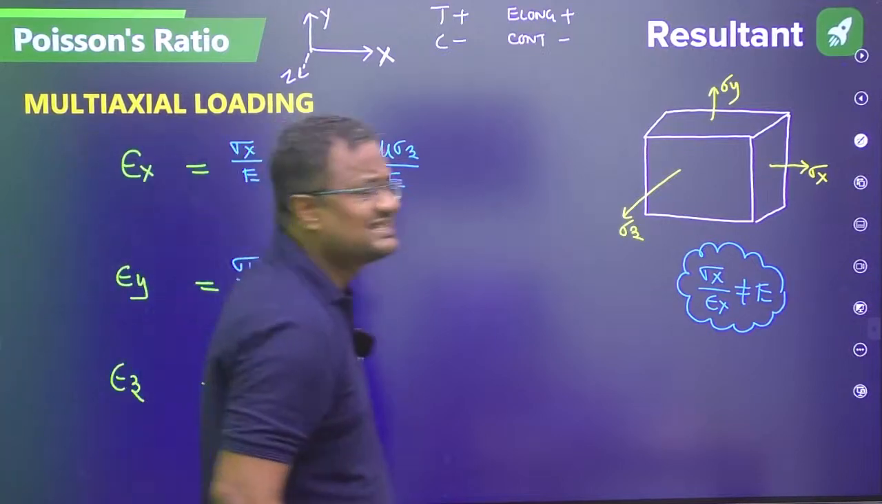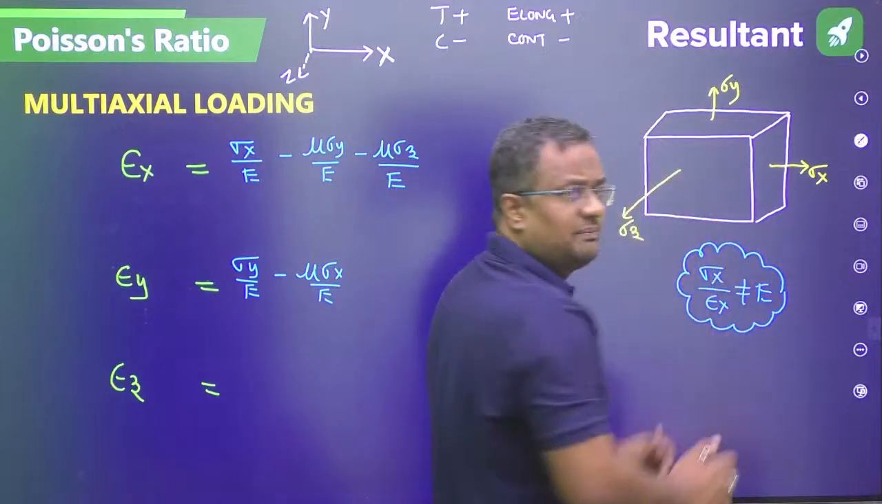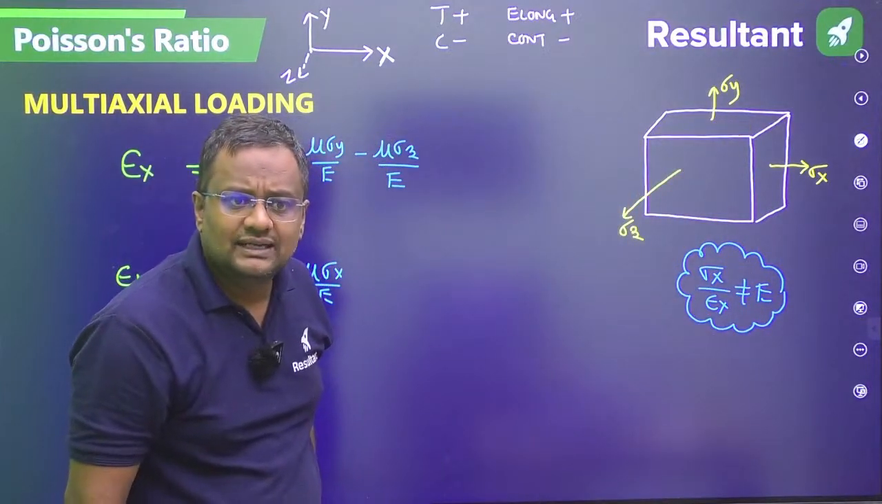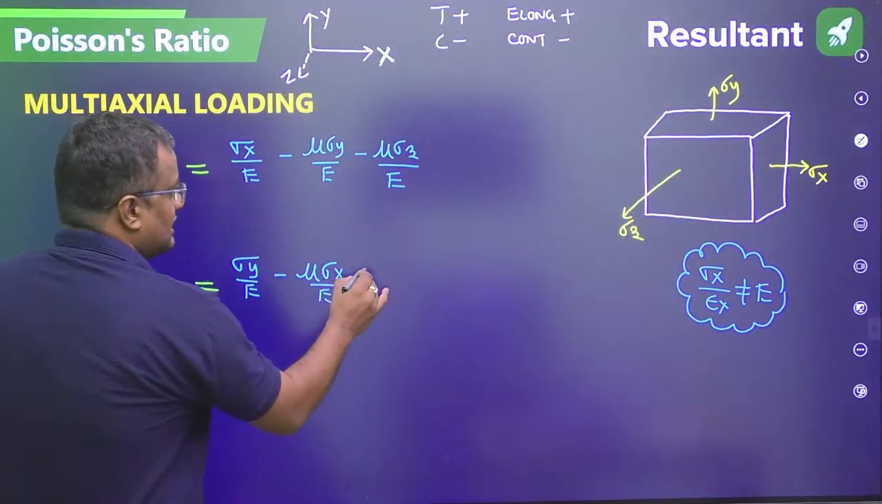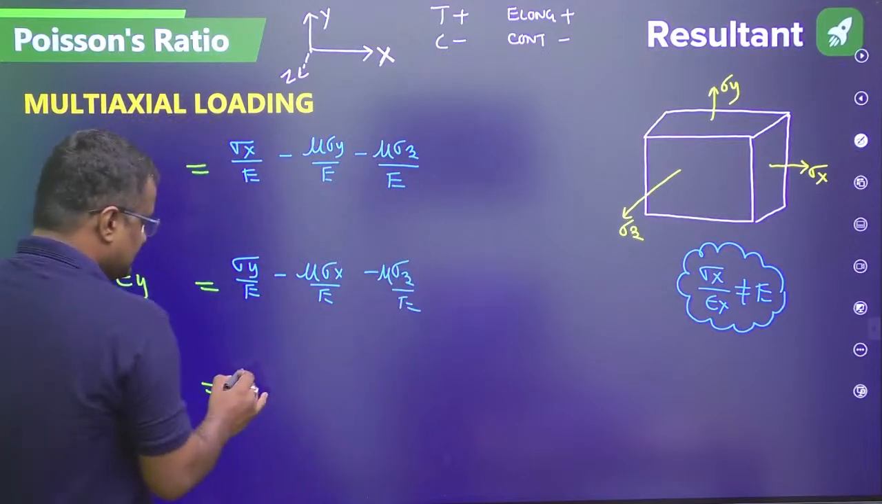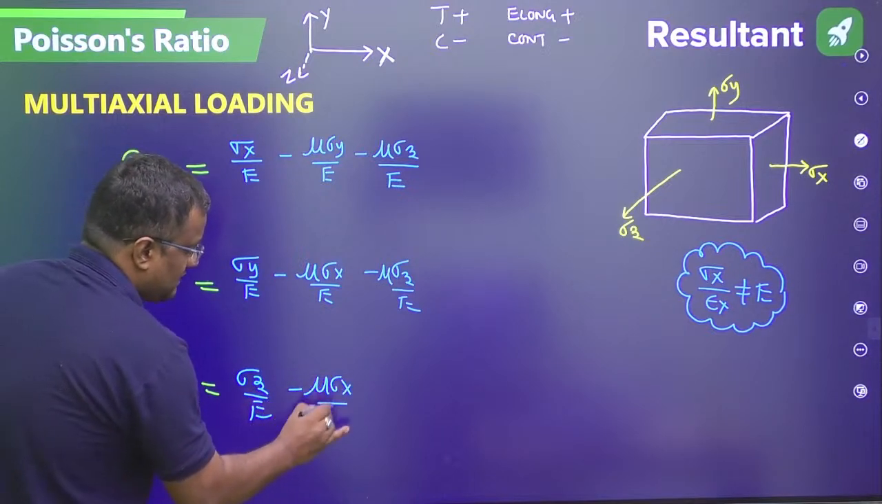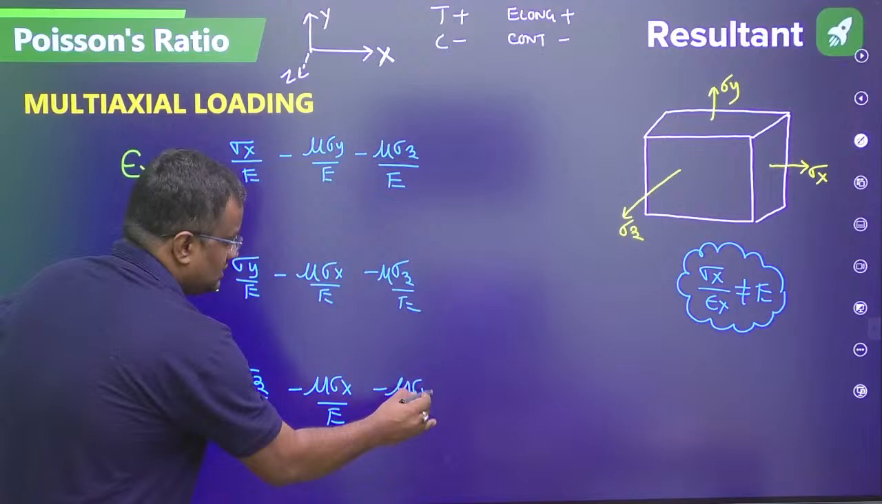If due to this sigma x it is elongating here, in y direction it will be compressing. Similarly, due to z, it will be minus mu sigma z by E. Similarly, this will be sigma z by E minus mu sigma x by E minus mu sigma y by E.